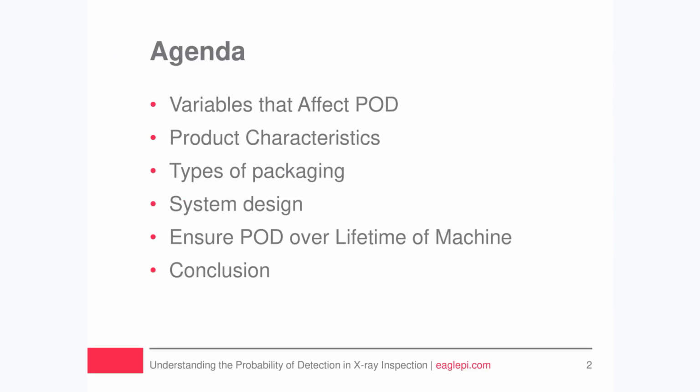So, as just discussed, these are the topics that we're going to run through throughout this presentation. The various variables that affect the probability of detection, the product characteristics, types of packaging also have an effect, and they will be covered in some detail. The X-ray system design also has an impact on probability of detection and obviously the contaminant sensitivity that you can achieve. How to ensure probability of detection over the lifetime of the equipment. Obviously need to ensure that the specifications provided last throughout the lifetime of that X-ray solution in the production line. And then we'll wrap up with a little bit of a conclusion at the end.